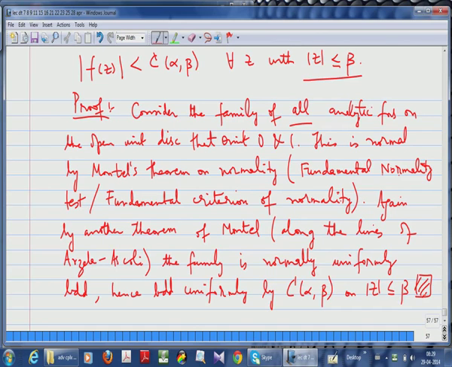See, the point is I did not even use the fact that the functions at the origin are bounded by alpha. I know that there is a uniform bound, and I simply call that uniform bound C alpha beta. Actually, I needn't put that alpha there. The point is that I have to put in beta because I am looking at the bound on mod z less than or equal to beta, which is a closed subdisk of the open unit disk. So what you must understand is that this easy proof is because you have the strong Montel theorem on normality, which is a fundamental normality test.